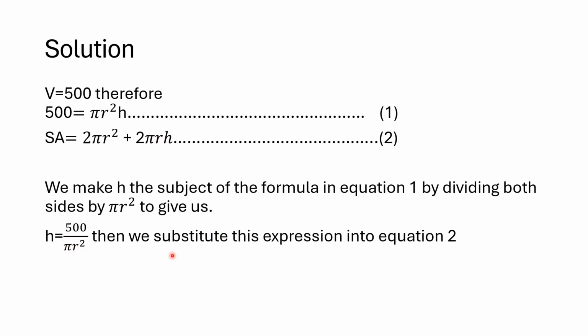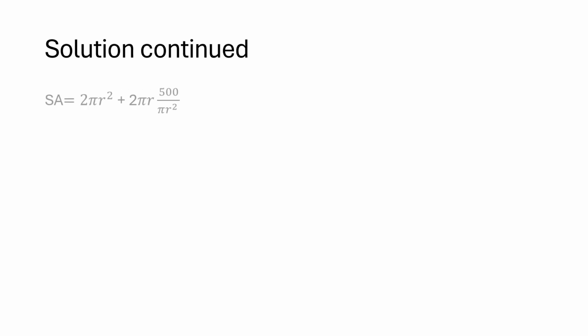Then what happens when we do that? If we substitute h into this equation here, what we then get is the surface area is equal to 2 pi r squared plus 2 pi r multiplied by 500 over pi r squared. So what do we then do at this stage?